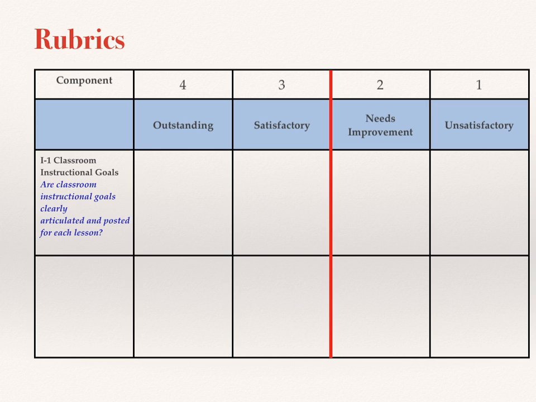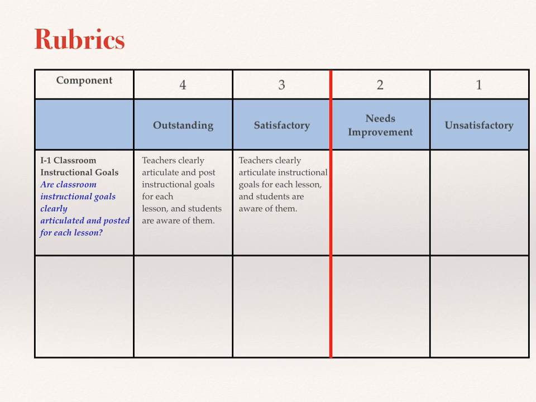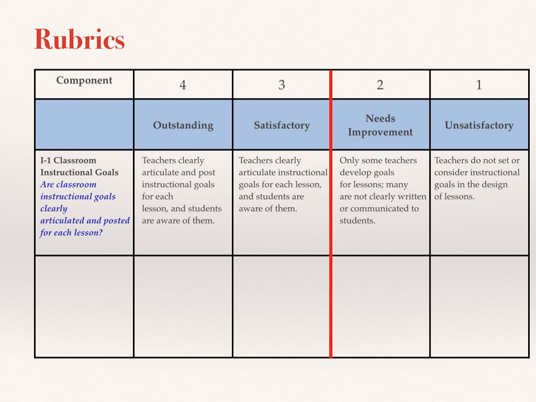Each rubric defines a level of practice. For example, the 4, which is the gold standard, indicates that teachers, meaning virtually all teachers, articulate and post the goals and students are aware of them, while the 3 indicates that teachers only articulate them and students are aware of them. The 2 indicates that only some teachers develop goals and many are not clearly written or communicated to students. And the 1 indicates that teachers, meaning most teachers, do not set or consider instructional goals.